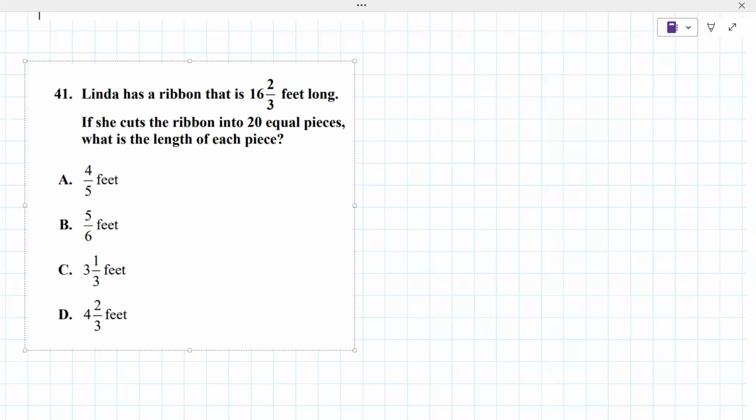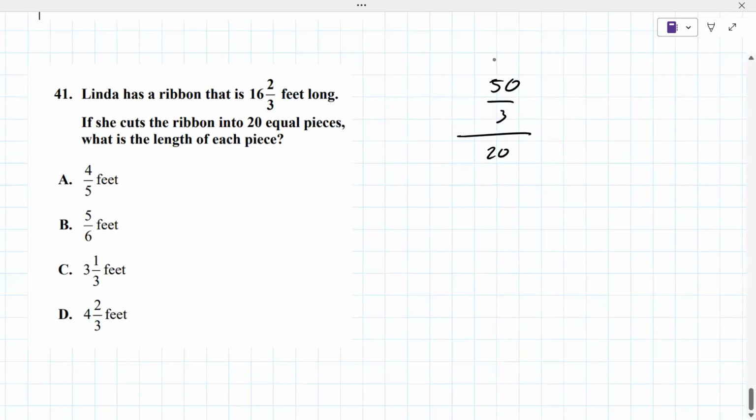B. How did you get the answer? So I did 50 thirds over 20, and then I switched that to multiplication, and I got 25 30ths, which I simplified into 5/6. Okay, that's correct. All right, you're doing real well.